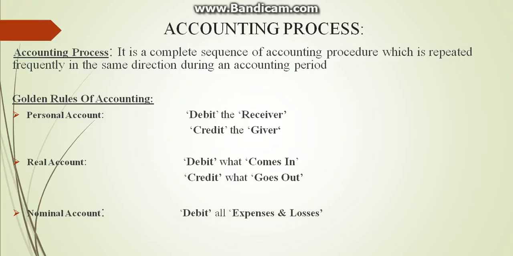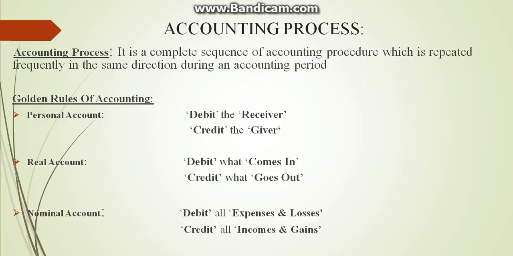The last one is the nominal account. In the nominal account, we consider P&L account items. The rule of nominal account is debit all expenses and losses, credit all incomes and gains. These are the golden rules of accounting, and we apply these rules in each and every transaction to know my financial status. With the help of these rules, we prepare the journal, ledger, balance sheet as well as the P&L account to know my net profit.